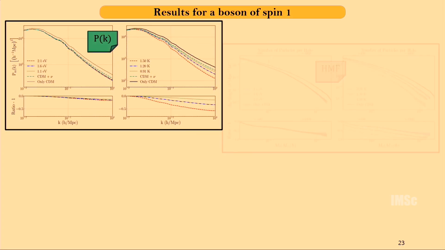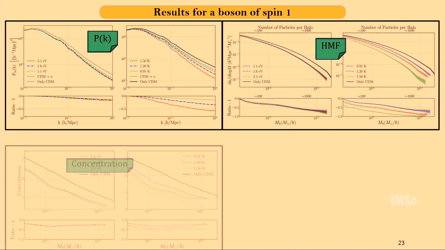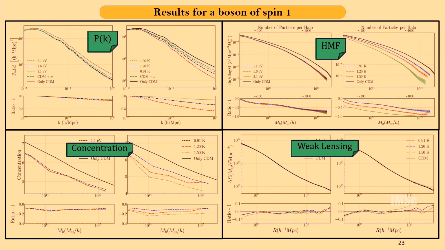In the previous case we had considered a fermionic species for the LiMR particle. We also go on and consider LiMR to be a boson. We change the distribution function while setting up their velocities, and we again calculate all the four things that we had calculated: power spectrum, halo mass function, concentration, and weak lensing. I'll not go into the details. The trends are similar to what we had for a fermionic species.